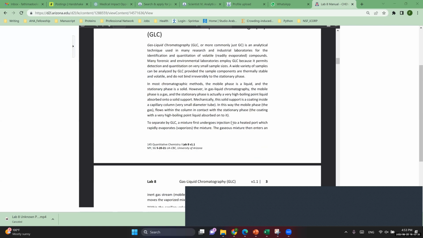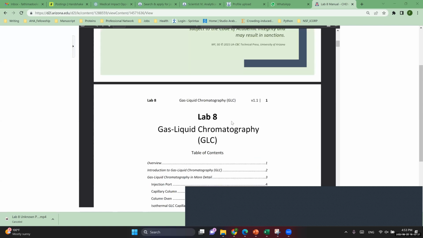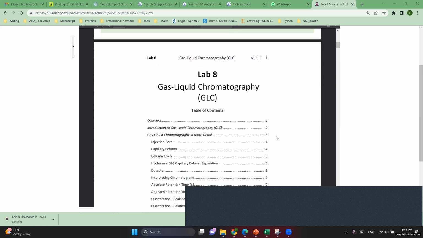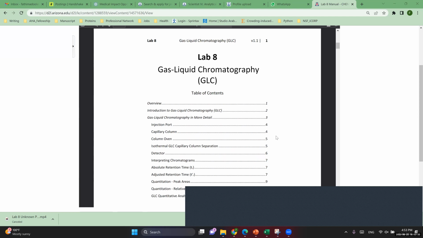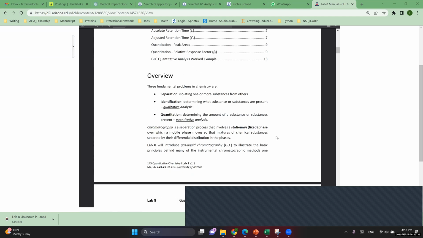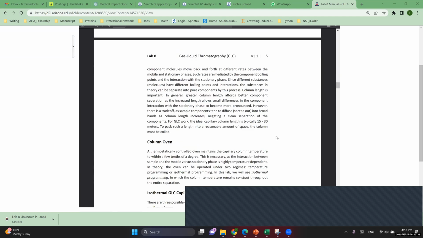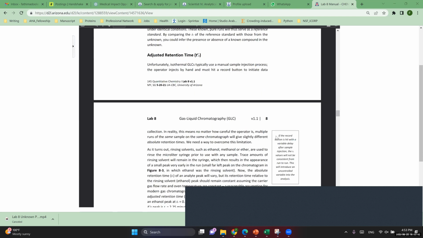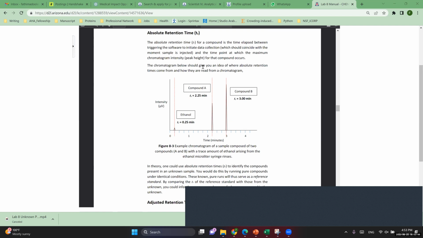All right. So today we have lab 8, that is gas liquid chromatography. So let's see how we can interpret the things in the GC chromatograms. In order to interpret the chromatograms, you should know two things. The first thing is absolute retention time. So whatever you're going to see in the chromatogram is the absolute retention time.